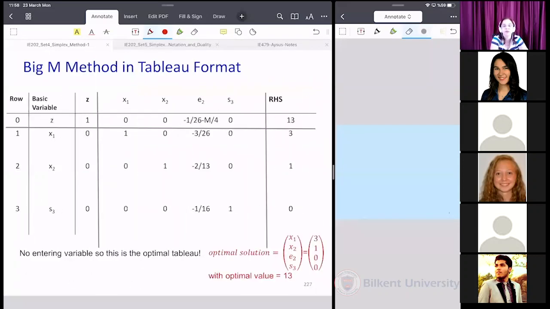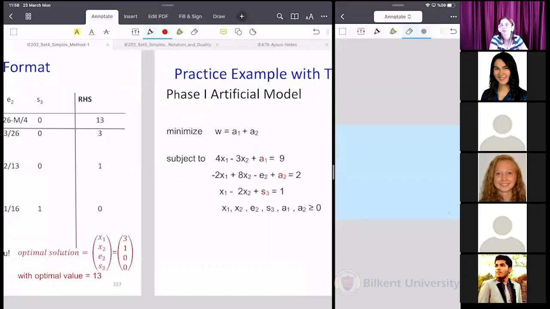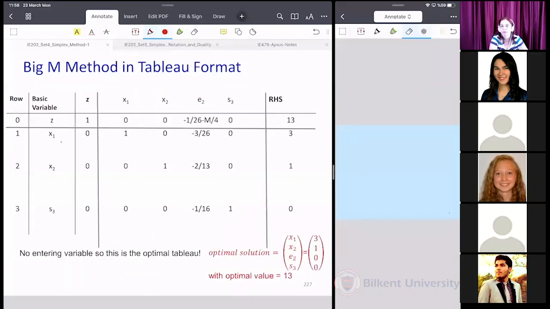If we do the iterations, this is where we stopped. Again, artificials are out of the basis. I have X1, X2, and S3 in my basis. And this is my optimum solution with optimal objective function value. Any questions? If not, we're going to solve the same example with two-phase. Okay.